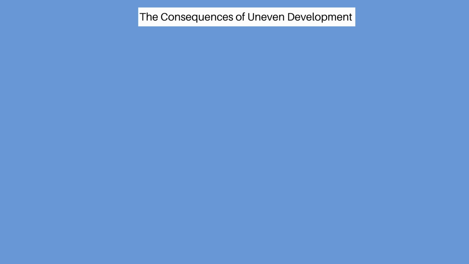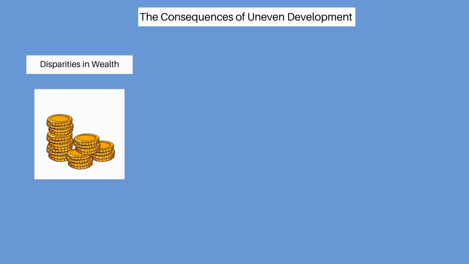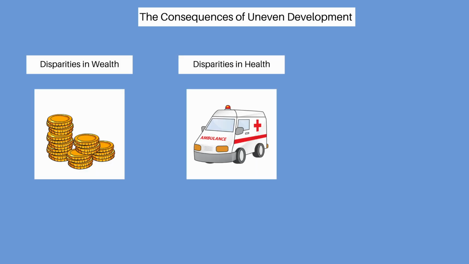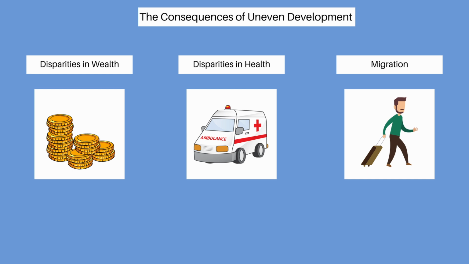Development takes place at different rates in different regions. The consequences of uneven development include disparities in wealth, disparities in health, and migration.